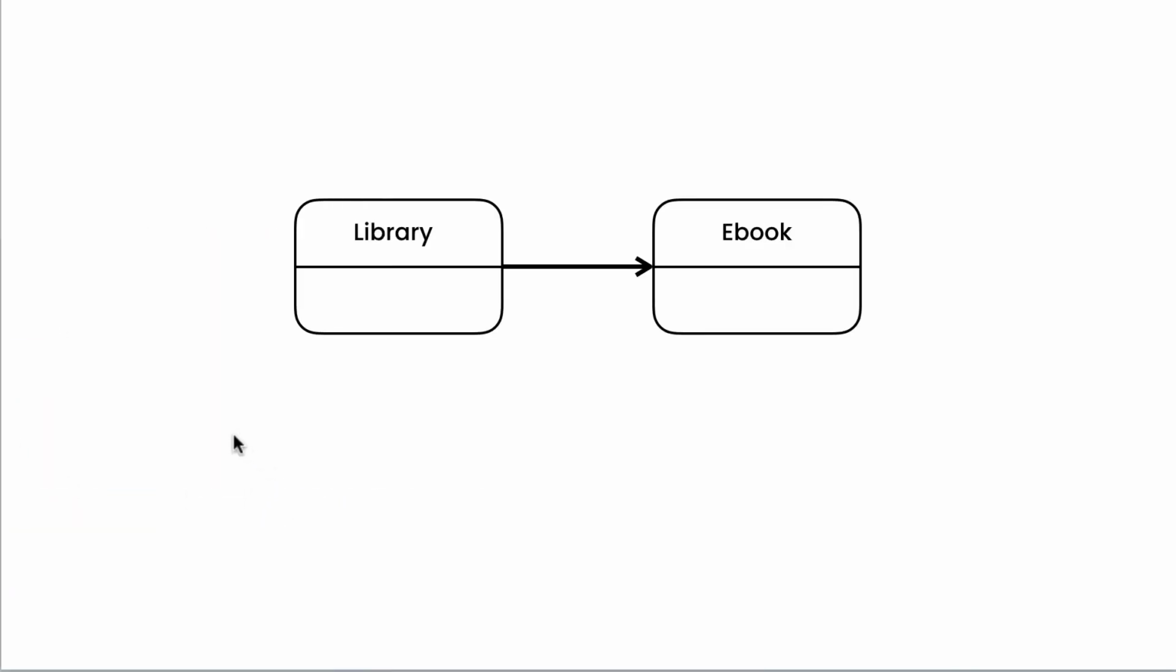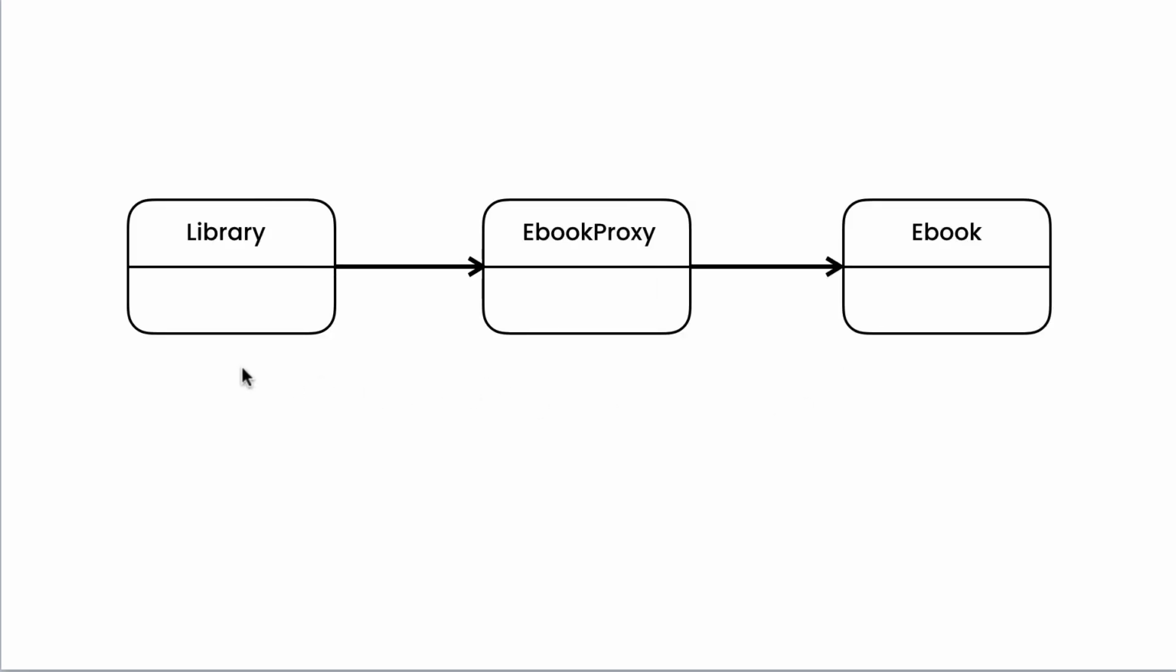Here's our current structure. We have this library class that is dependent on the ebook class. Now, the problem we have here is that creating these ebook objects is costly. Every time we create an ebook object, we have to read the ebook file from the disk and load it into the memory. To solve this problem, we need to come up with a structure like this.